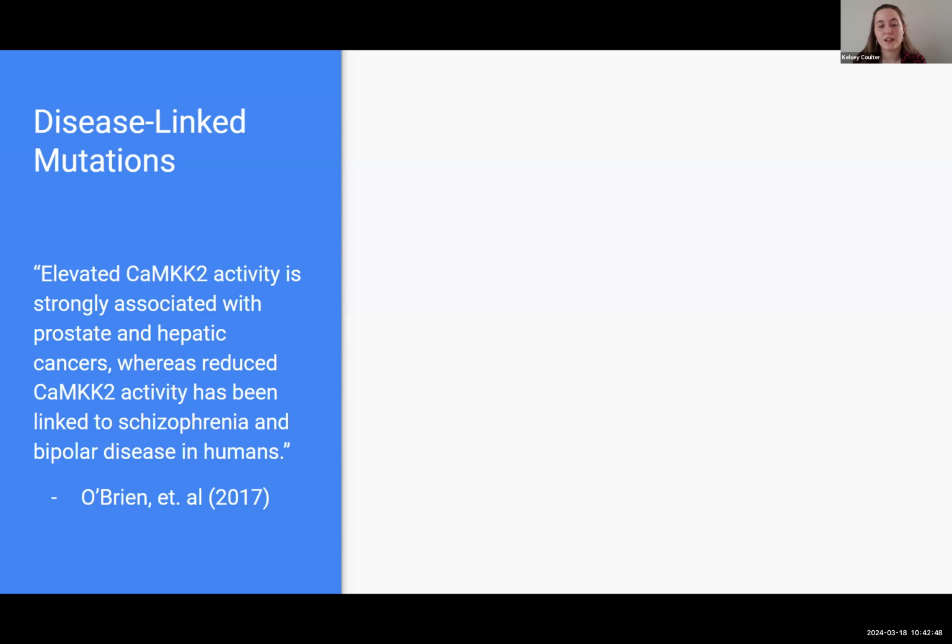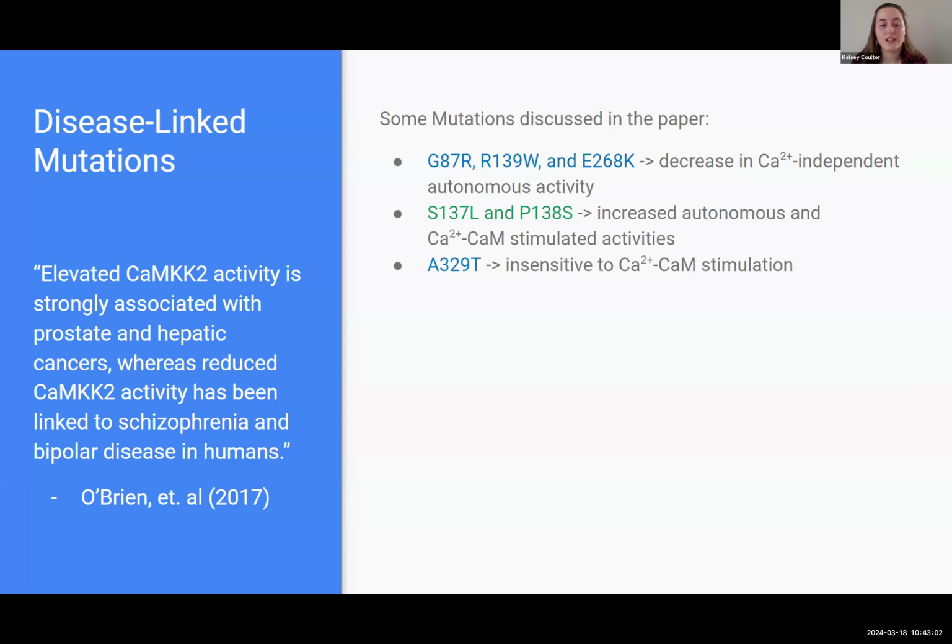The MAP kinase serves as a pro-life signal, and so excessive pro-life signaling and not enough cell death is conducive to cancer. Its involvement in neuronal growth likely plays a role in the relation between downregulation and mental disorders. So mutations at positions 87, 139, and 268 result in decreased activity and would therefore be associated with schizophrenia and bipolar disorder. Mutations at 137 and 138 result in increased activity and are associated with prostate and hepatic cancers.